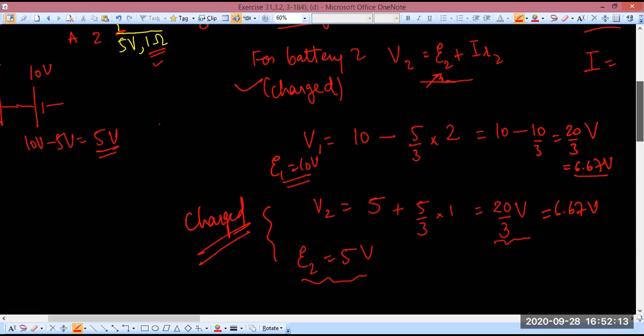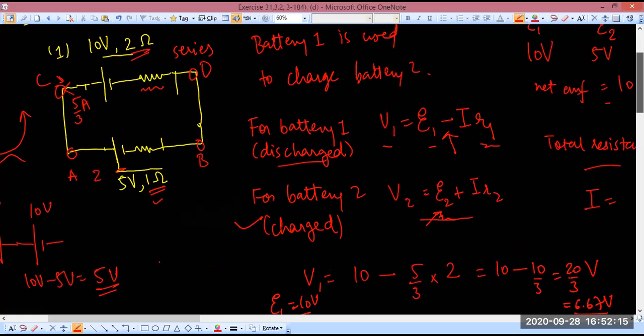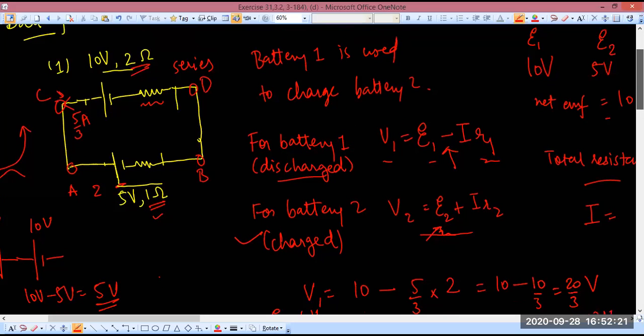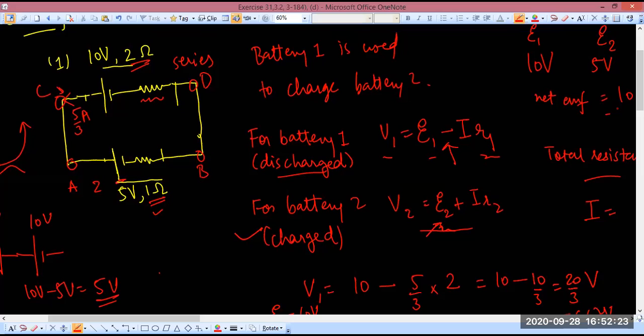In any situation, I hope you have realized that this is how we typically do it. We can find the current first, and then we can find out the terminal voltages.